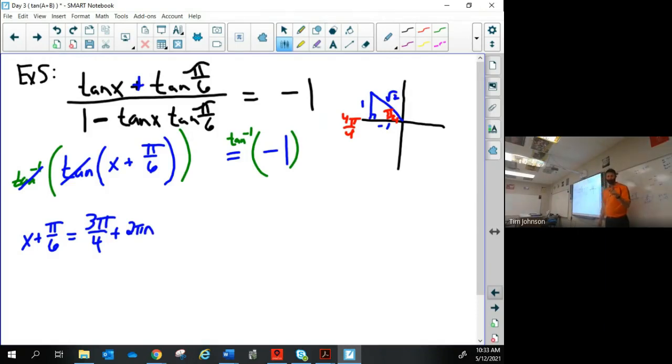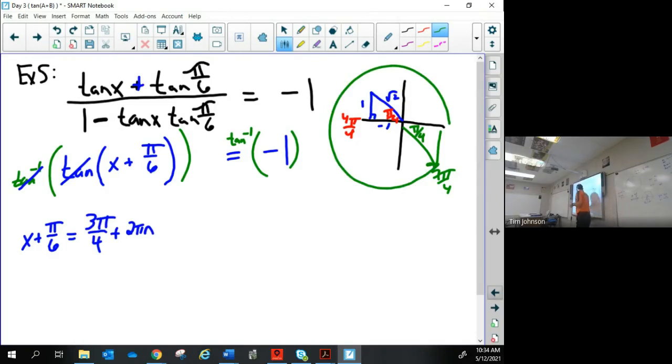That's equation 1. And then you're thinking, oh yeah, it's also negative in quadrant 4. And pi fourth in quadrant 4 would be pi fourth shy of 8 pi fourth. So 8 pi fourth is really 7 pi fourth, or 8 pi fourth minus pi fourth. If I have a pi fourth right here, that is 7 pi fourth of how far I go around. So my second equation, x plus pi 6 equals 7 pi fourth plus 2 pi n.